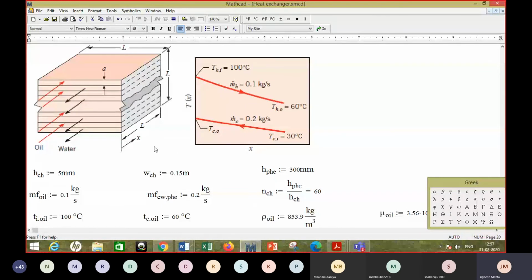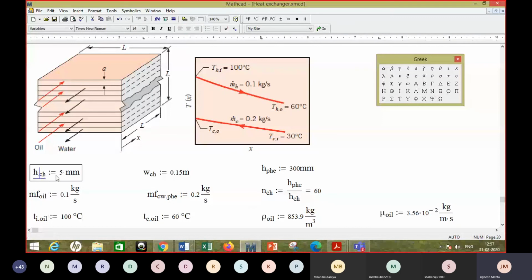So the basic parameters are listed here, and the properties are also listed. The height of each channel you are taking as 5 millimeters. The width of the heat exchanger and the width of the channel are one and the same thing, that is 0.15 meter. The total height of this plate heat exchanger is 300 millimeters, and the mass flow rate of oil is 0.1 kg per second. The mass flow rate of the cooling water is 0.2 kg per second. The number of channels would be the total height divided by the height of each channel. So there are 60 such channels that you can provide.